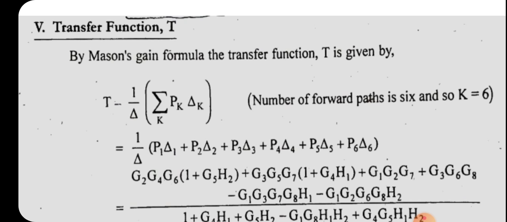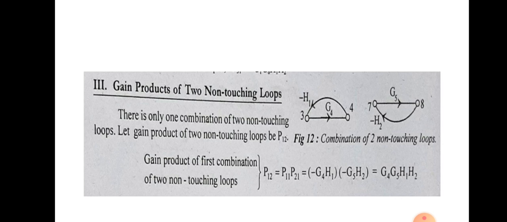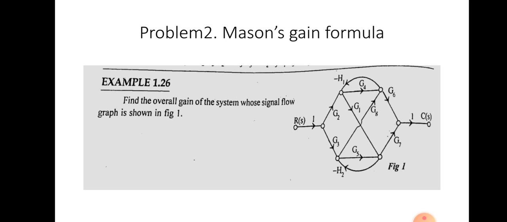Based on the value of k, there will be different numbers of terms such as P1 delta 1, P2 delta 2, P3 delta 3, etc. That depends upon the value of k, the number of forward paths. You can solve the given question using Mason's gain formula. For that, there are different steps. The first step is to find the number of forward paths in the signal flow graph.